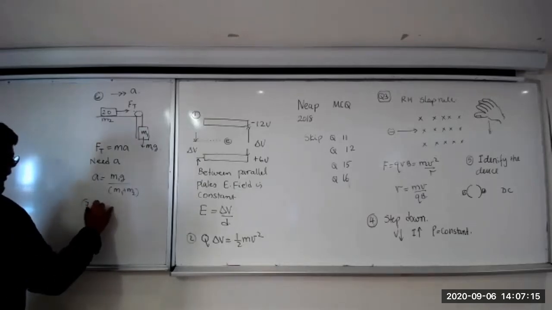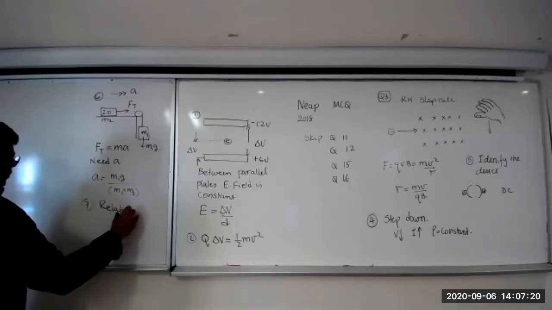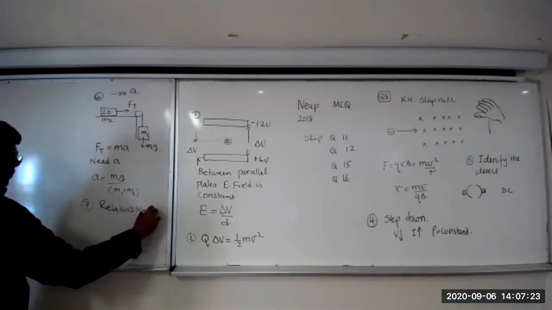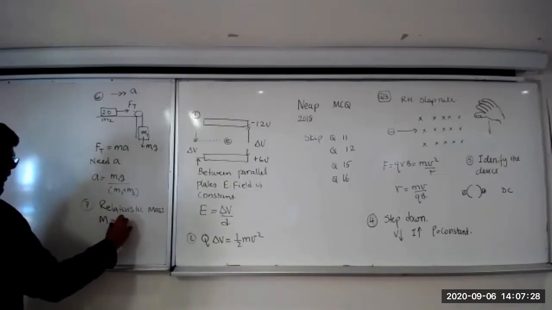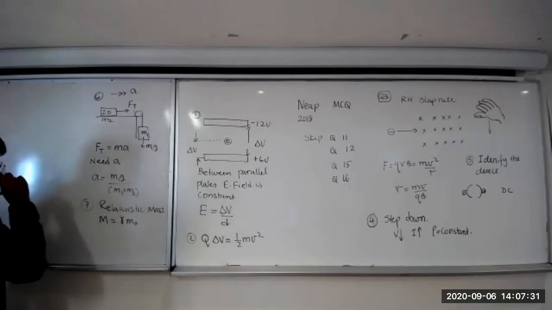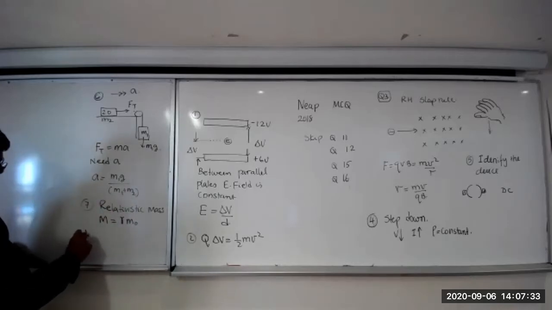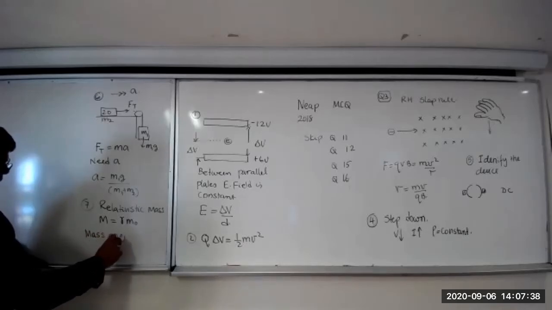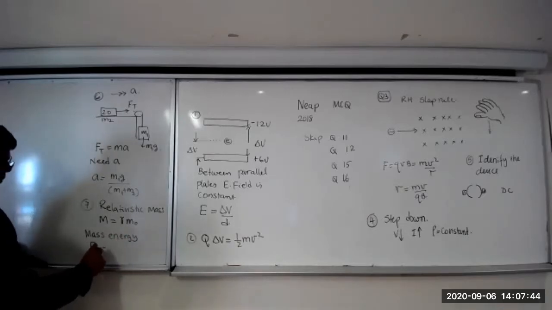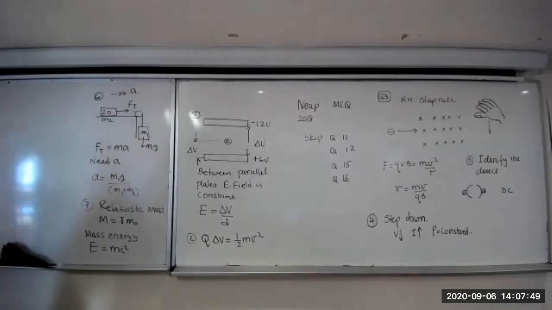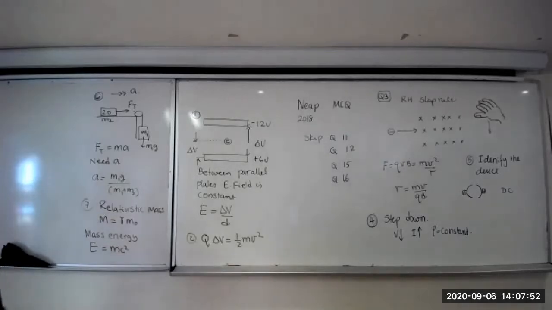Question 7. Now, relativistic mass is given by gamma times rest mass. The mass energy is given by mc squared. So in the question they're giving the m naught c squared, so you can figure it out.